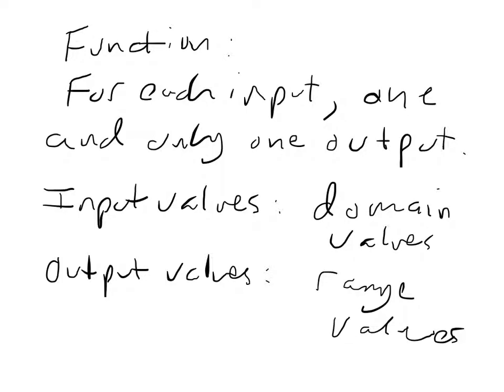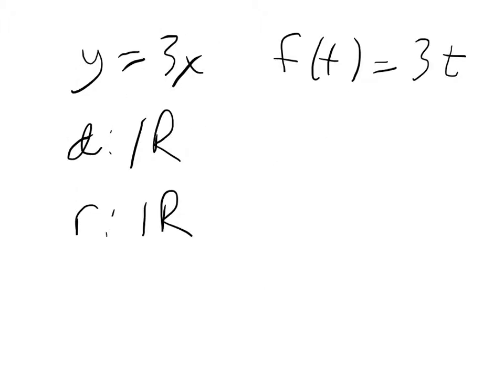So for a function, our definition was, for each input, there will be one and only one output. We refer to all possible input values as the domain of the function. Call them domain values. Our output values we refer to as the range values. So consider a function y equals 3x. And again, we've got 2 notations. We're going to move back and forth between y notation and f function notation. Y notation you've seen before.